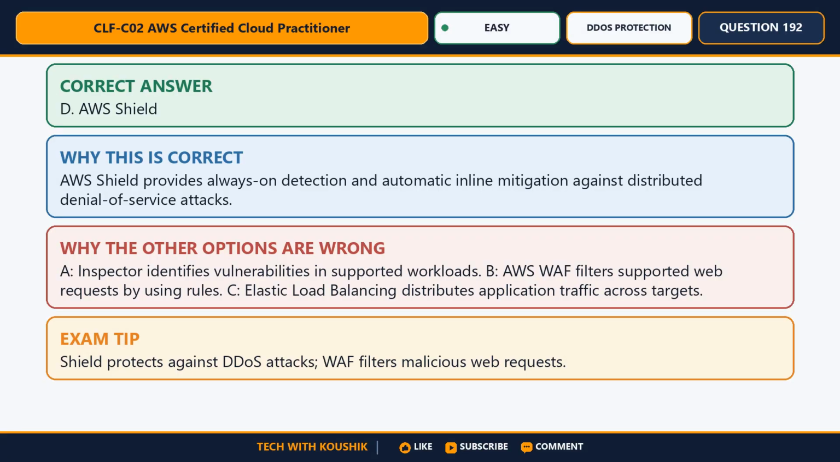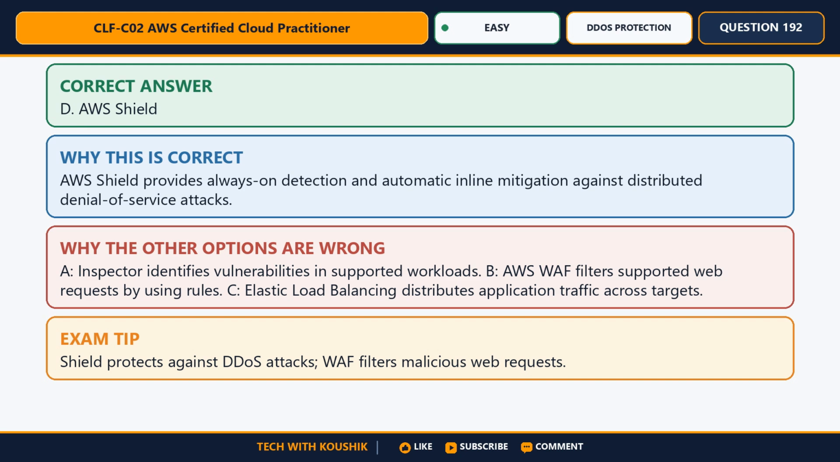The correct answer is D, AWS Shield. Here is why. AWS Shield provides always-on detection and automatic inline mitigation against distributed denial of service attacks. Why are the other options not correct?